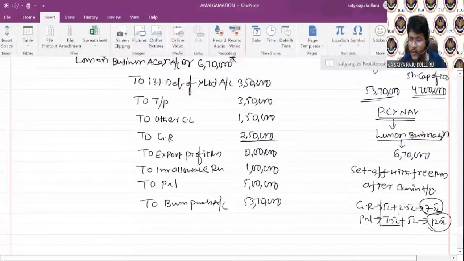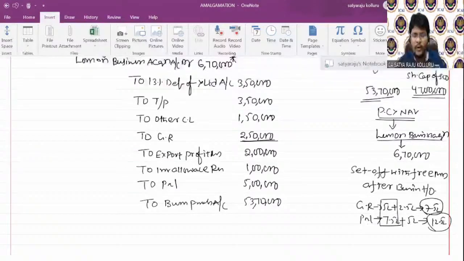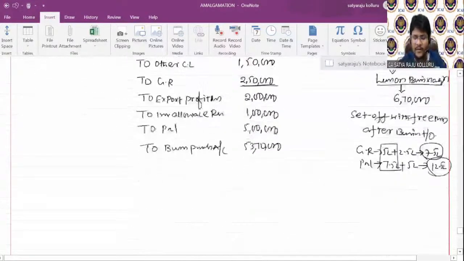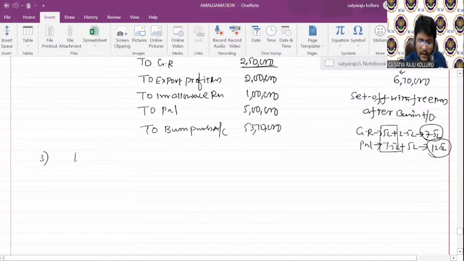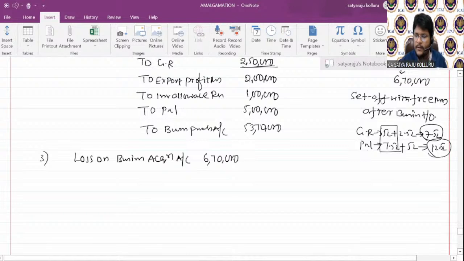Already the general reserve and profit and loss account of the purchasing company are there in the balance sheet. Again, no need to incorporate. Now, all of you, let me set off the loss on business acquisition by passing the third entry here. Loss on business acquisition account debtor. How much loss? 6 lakhs 70,000. Sir, 7.5 lakh is more than enough. General reserve itself is more than enough. So I will knock off with general reserve.